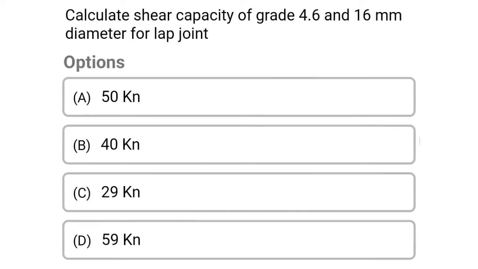Next question, calculate shear capacity of grade 4.6 and 16 mm diameter bolt for lap joint. Option A 50 kN, option B 40 kN, option C 29 kN, option D 59 kN. The correct answer is option C 29 kN.